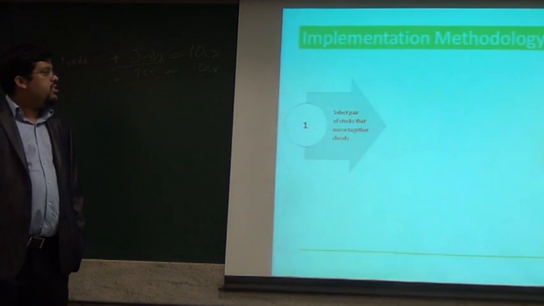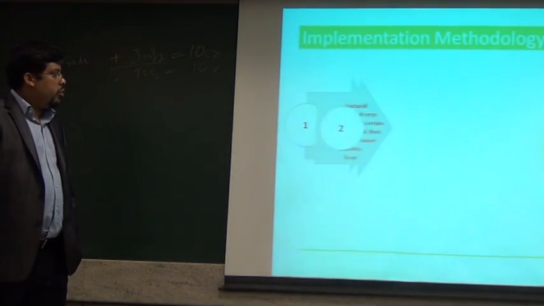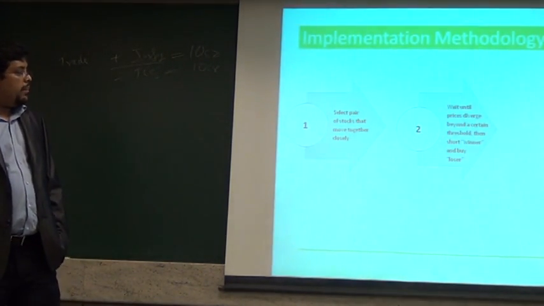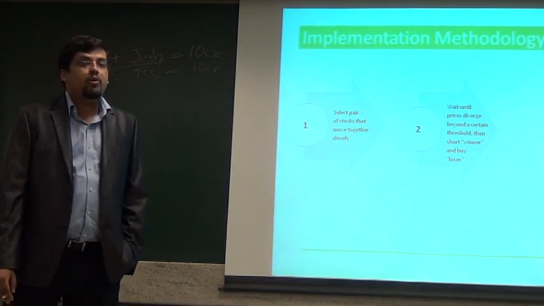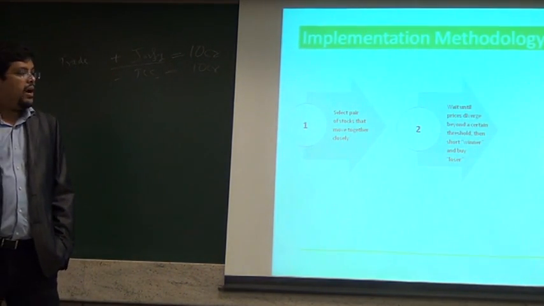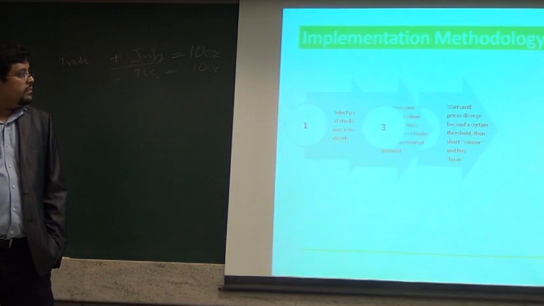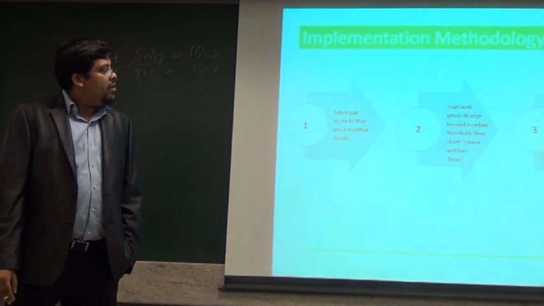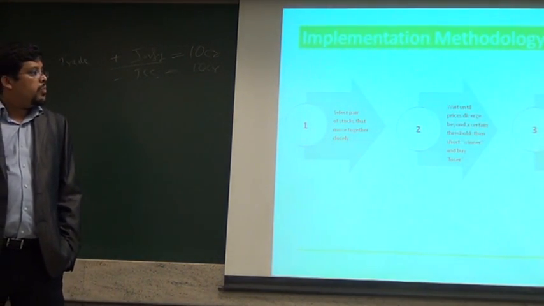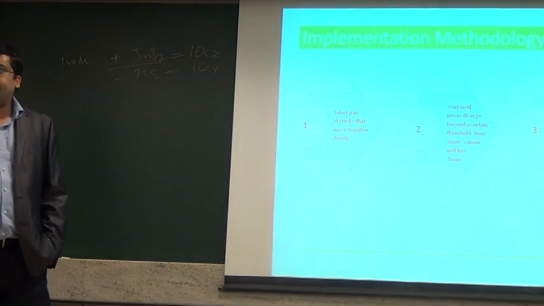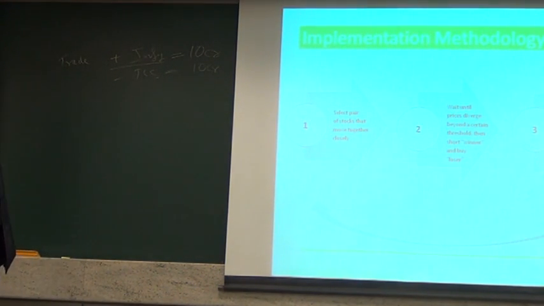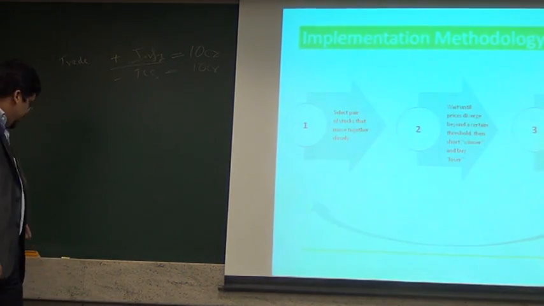So what we will be doing is selecting a pair of stocks that move together closely, wait until the prices diverge beyond a certain threshold, and short the winner and buy the loser. Reverse your position when the two prices converge, profit from the reversal in the trend. Okay? So this is the whole process, and we keep on repeating this process as and when we go ahead.